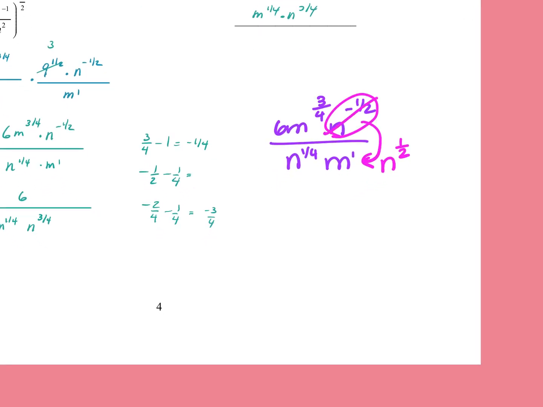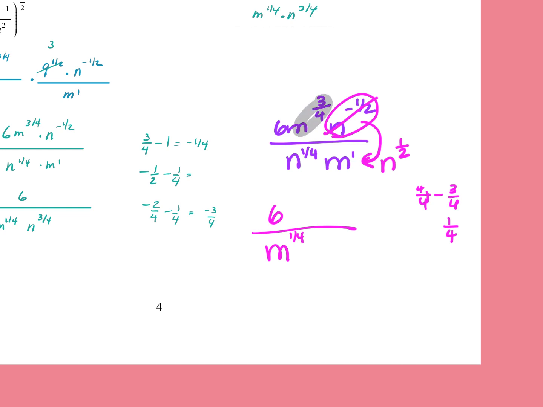So then I have m to the 3/4 in the top, m to the first in the bottom. So the 1 is bigger than the 3/4. So I want to do 1 minus 3/4. That becomes 4/4 minus 3/4, which is 1/4. And it goes where it's bigger. So the 6 is going to stay in the top, but the m to the 1/4 is going to go to the bottom.